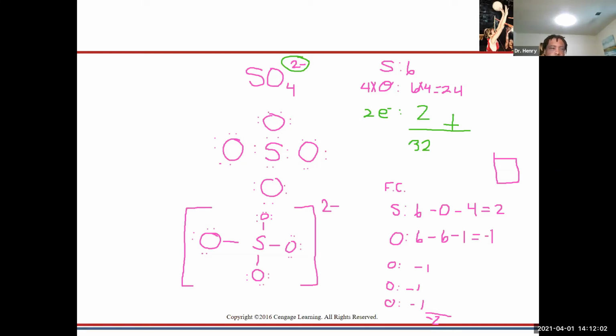Okay. Questions? Any other questions? That's actually a good question, though. Yes. So anytime that there's an ion, you want to put the brackets around it. That lets us know that it's an ion. Okay.